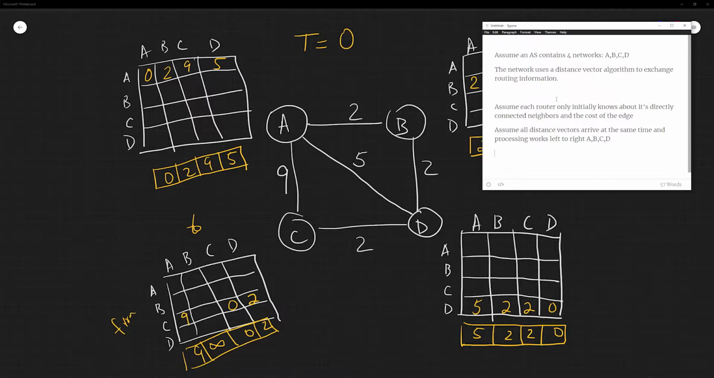And assume all distance vectors arrive at the same time, and processing works from left to right: A, B, C, D. This last assumption is actually very important for us, because otherwise it becomes very tedious to do these problems by hand. But there's also a bit of give back, which we'll see as we solve this problem. The fact that we have to process 3 requests at the same time means that if the order of those 3 changes, the arrival time of those 3, then our routing table also changes. But I'll explain that as we go along.